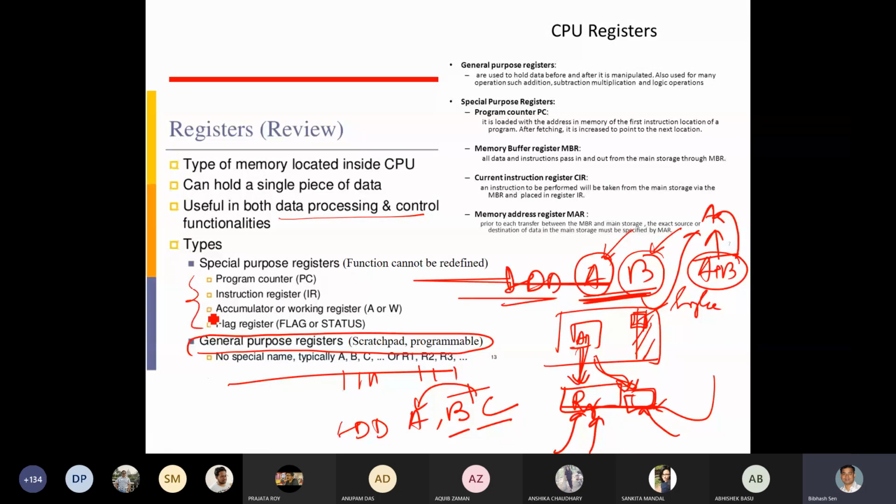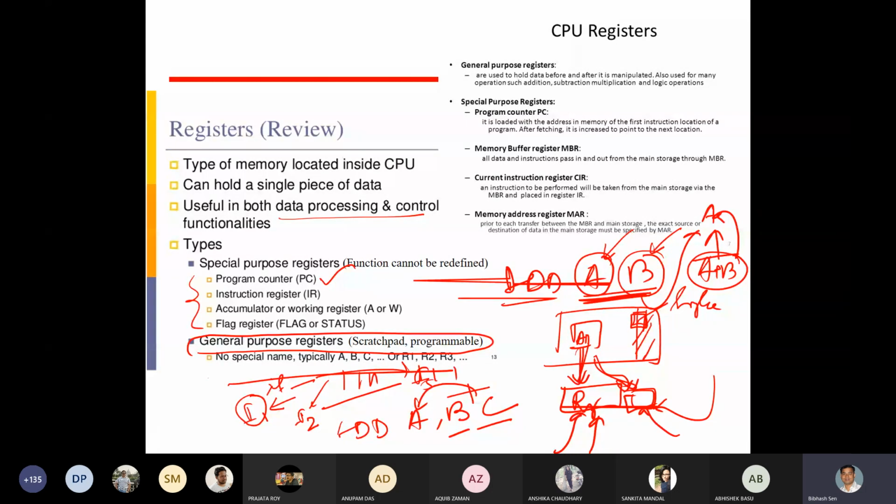And one special register is the program counter. It always points to the next instruction to be executed. Remember the purpose: when you are executing instruction I1, what will be the next instruction? Maybe I2 or maybe I5, because there may be a loop construct. If within I1 there is an if condition, if it is true then I2, if it is false then I5. So based on instruction I1 you can jump to I5 also.